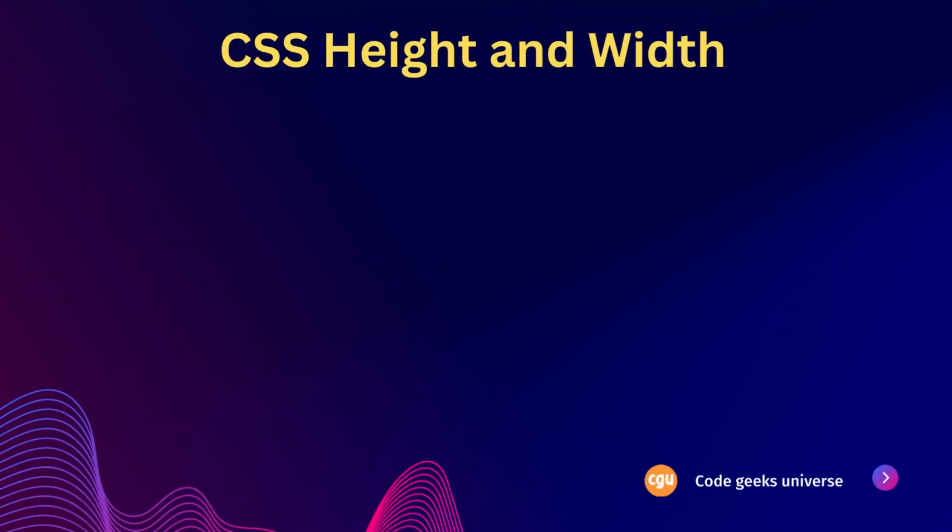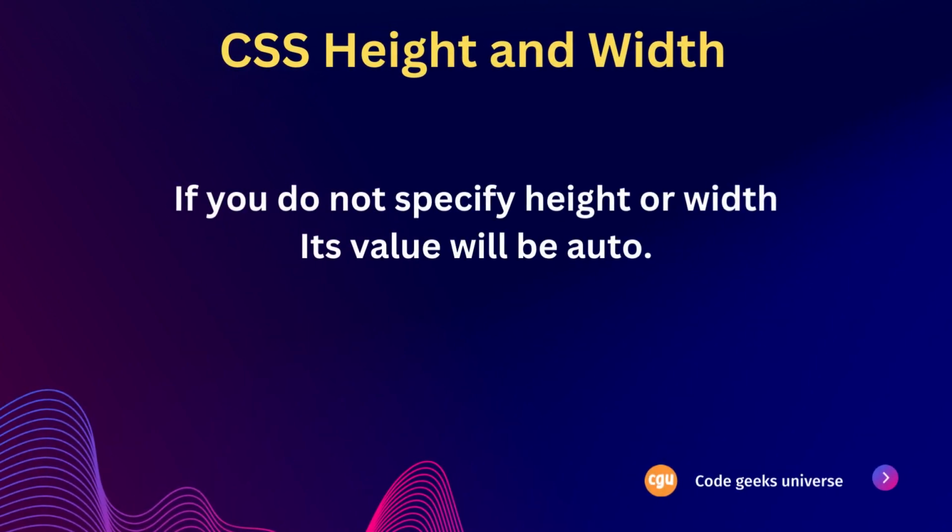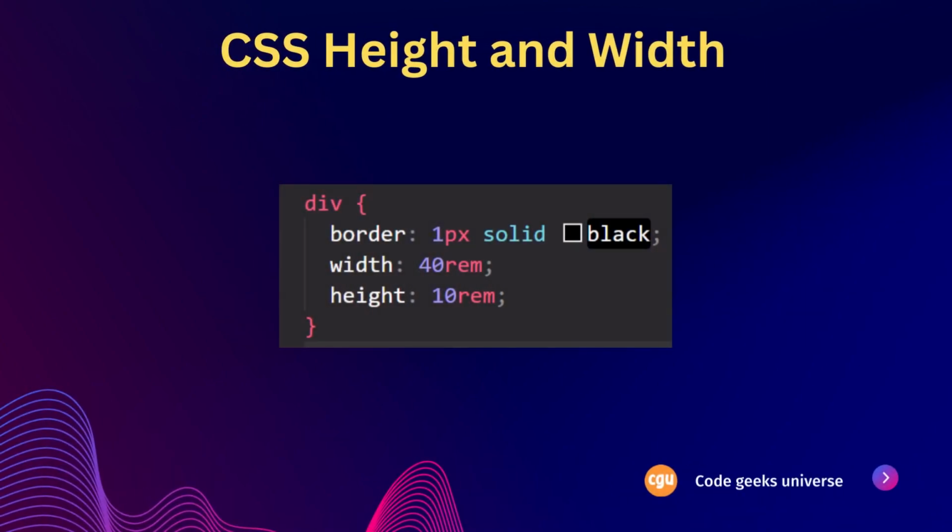When it comes to setting the height and width of an element, there are several options available. The default value is auto, which means that the browser will calculate and adjust the dimensions accordingly. Another option is to define the height and width using specific length units such as pixels, centimeters, or any other applicable unit. This allows for precise control over the size of the element.